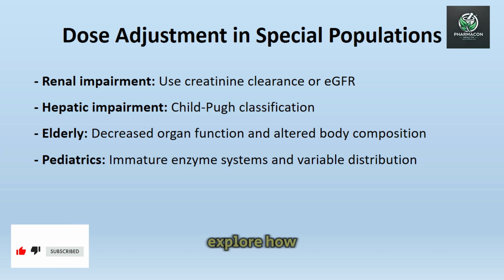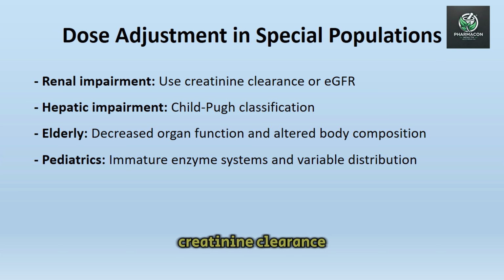To start, let us explore how ADME helps guide dose adjustment in vulnerable populations. In renal impairment, the excretion phase of ADME is affected. Drugs can build up if the kidneys are not clearing them properly. We use creatinine clearance or estimated GFR to adjust the dose accordingly. In hepatic impairment, the metabolism phase is compromised. The Child-Pugh score helps us assess liver function and guide dose modifications.